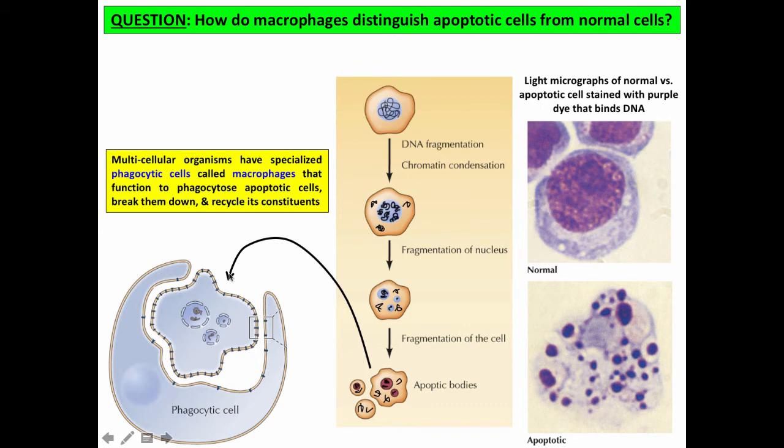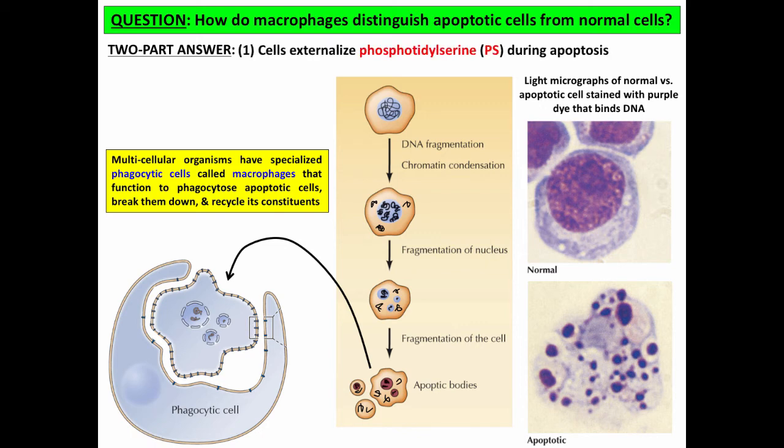With that said, it raises a question that I want to think about, and that is, okay, well, if macrophages are specialized phagocytic cells that are responsible for internalizing and degrading or breaking down apoptotic cells, how do macrophages manage to identify specifically apoptotic cells as opposed to normal cells, right? Because obviously it wouldn't be advantageous if the macrophages were internalizing and breaking down normal healthy cells. And it turns out that there's a two-part answer to this.